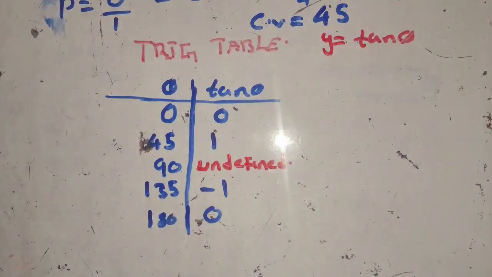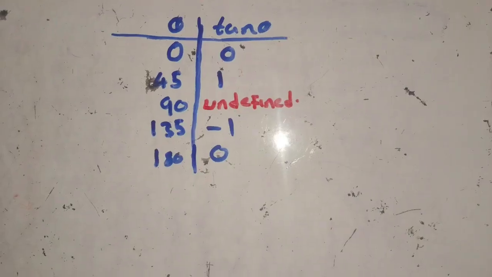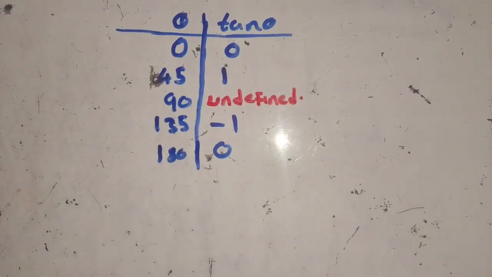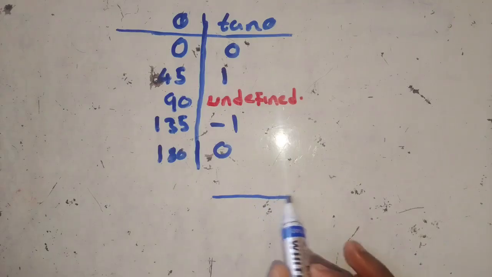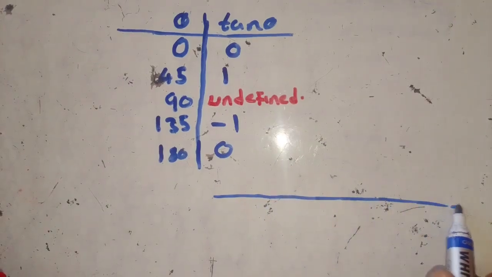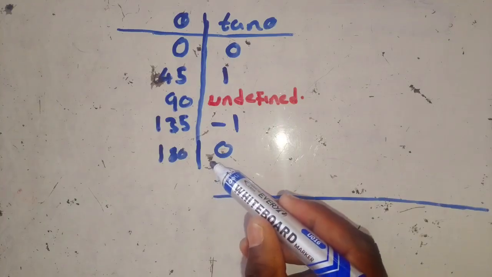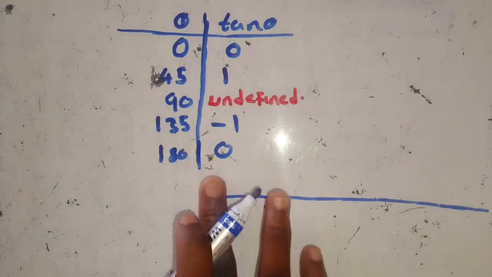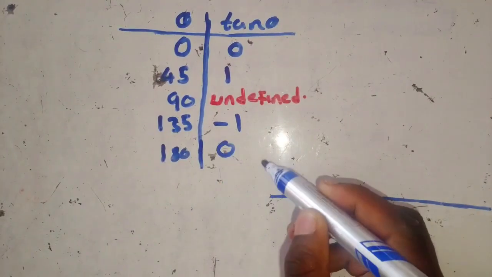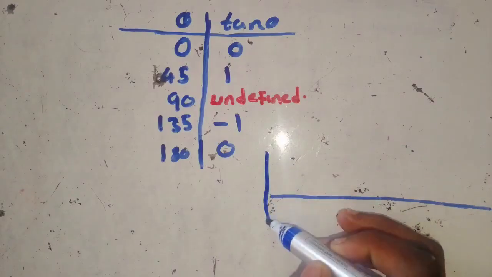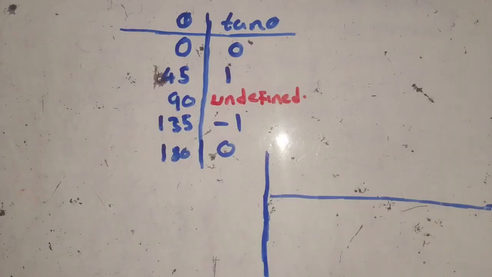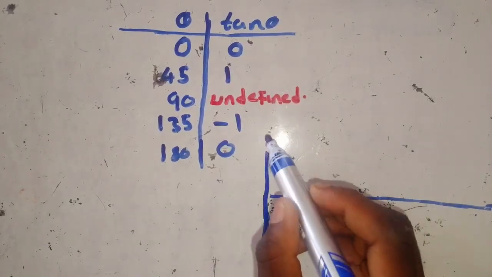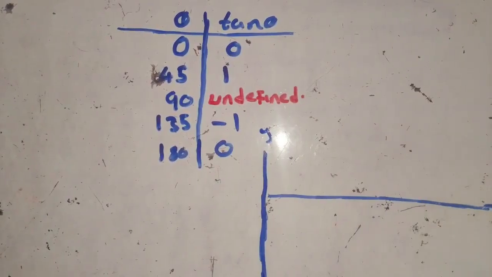So the graph will be just down here. We just draw it here. As usual, you just draw the way we used to draw. Okay, so let's just cut it here so that we don't mix that trig table and the graph of ours. So this is the y-axis and this is the x-axis.